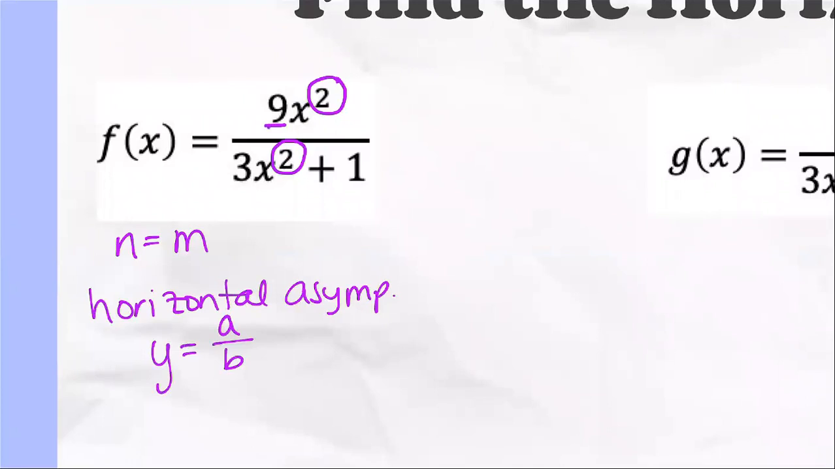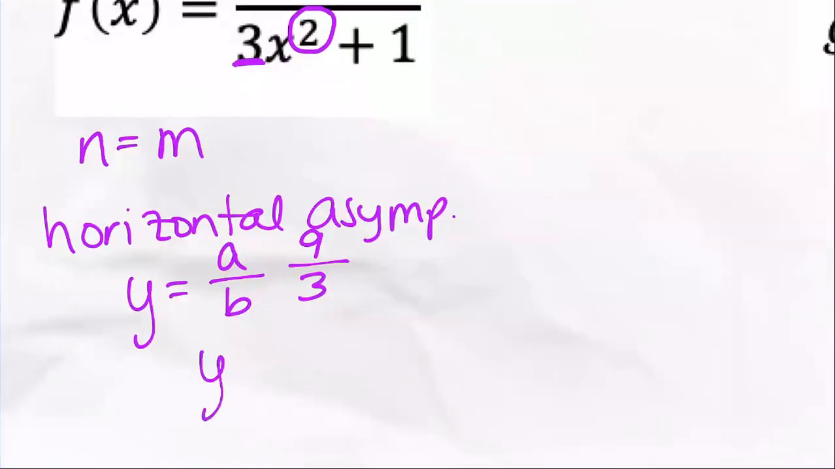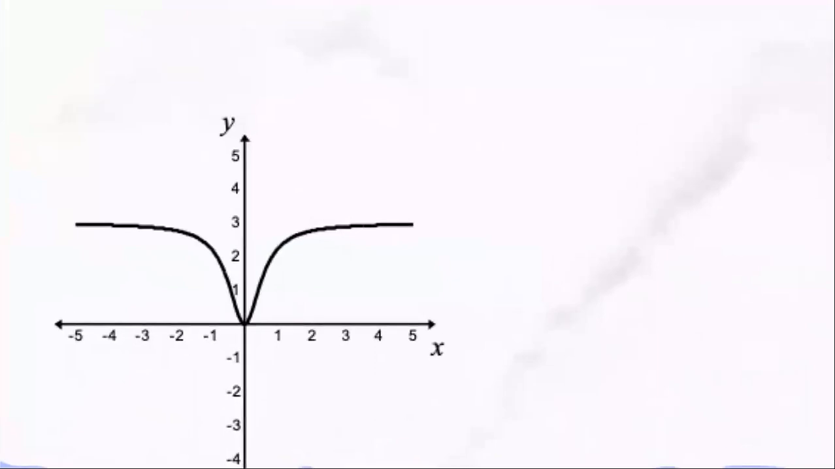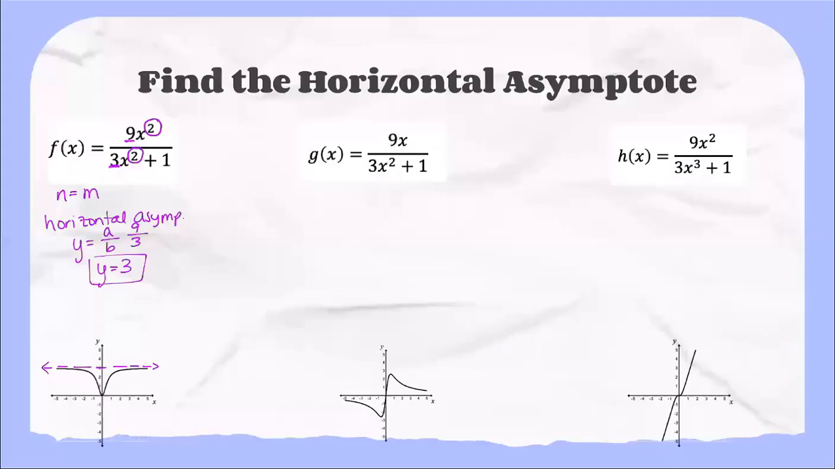In this case, a is 9, b is 3. It's always the leading coefficients. So I would get y equals 9 divided by 3, which is 3. So I have a horizontal asymptote at y equals 3. Here's the graph of it, and you can see how it has this horizontal asymptote at y equals 3.